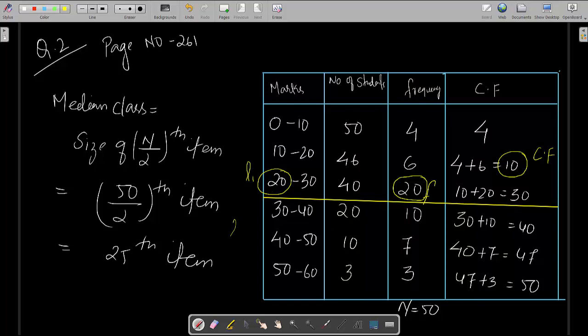Don't write the way I'm writing, okay? You have to write it neat and clean. 30 minus 20 is 10. The difference is 10. You have to look at the difference in the class interval. So once you find out everything, I want you to write it down, okay?